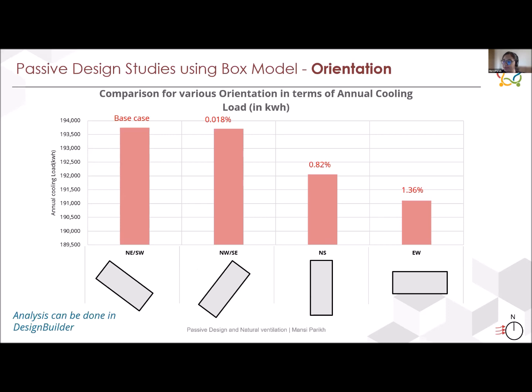Yashima, we have a question coming up. If you could start the polls. Yes. So our next question is, as per the graph above, or the one on your screen, which is the most energy efficient orientation for your building? And the three options are northwest/southeast. Second option is north/south. And the third option is east/west.